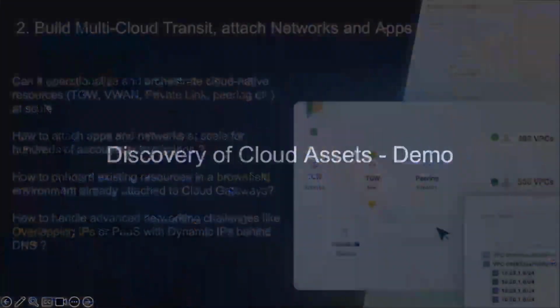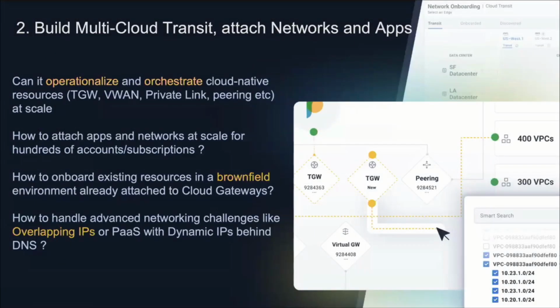So let's talk about... we have done one part of it, which is discovery. Let's talk about the build part of it, right? Typically, once you have discovered all the assets, you have TGWs running, you have VPCs, VNets, a bunch of these things. How do I build this? How do I connect all these resources to your transit?